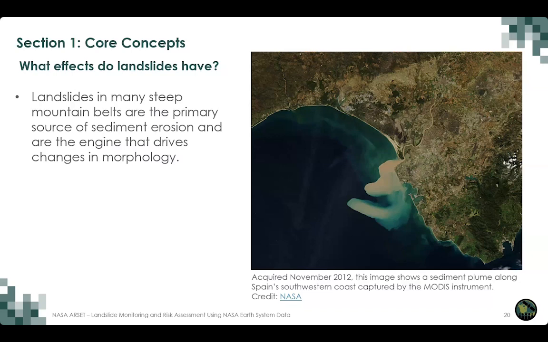You can see in this image a sediment plume on the southwest coast of Spain. Extreme rainfall in this setting drove intense amounts of landslides, and all of that sediment ended up in the rivers, which then ended up out in the ocean as well. And so the source of this sediment is often these landslides. And that's something we can observe from space using exactly this kind of methodology, using MODIS and others to observe that off the coast.